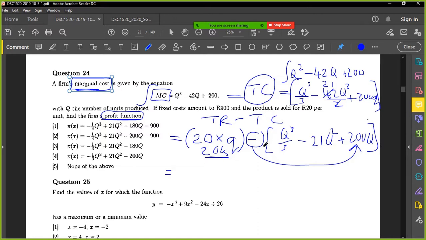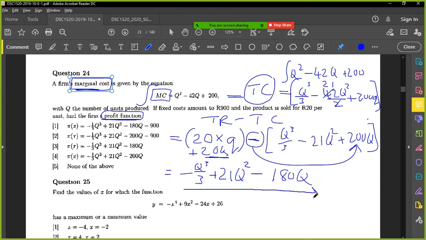No, a minus and a plus is a minus. Does that make sense? Yes. So it's minus 200 plus 20. Do you agree? Yes. So minus 200 plus 20 is minus 180. And obviously a negative times a negative is a positive, and there's your profit function. Profit, they just use that as notation. So which option? Minus 1 over 3 Q cubed plus 21Q squared minus 180Q. So it looks like 3.